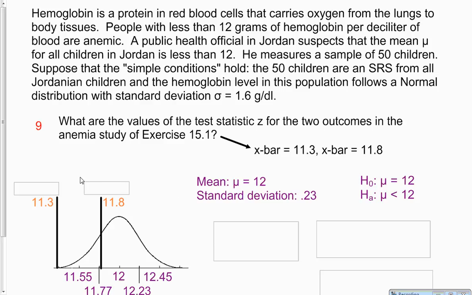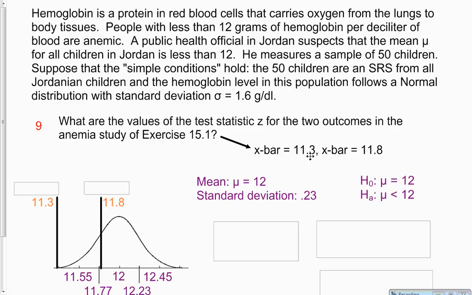Looking at number 9. Number 9 says, what are the values of the test statistic Z for the two outcomes in the anemia study in exercise 15.1? I have 15.1 up here for reference. The X-bar values that were available in number 1, I think you can find this in 1B if you look in there, where X-bar equals 11.3 and X-bar equals 11.8. So those are the two outcomes that they mentioned in that study.